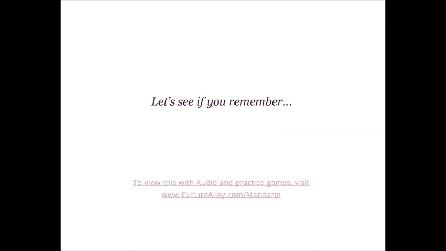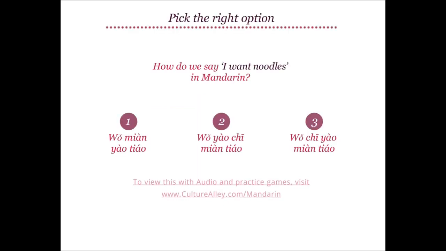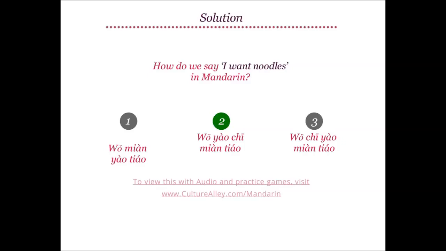Great! All right, it's quiz time once again. Let's see if you remember what we've covered till now. How do we say, I want noodles in Mandarin? Is it 我面要条? Or 我要吃面条? Or does it become 我吃要面条? The correct answer is 我要吃面条. Hope you did great there.